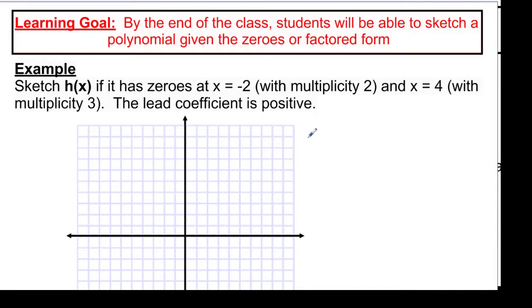We're going to sketch this like we normally did. When we sketched, we needed to know about the degree. In this case, it looks like it has a degree of 5. I'm getting 2 zeros from x equals -2, and I'm getting 3 more from x equals 4.